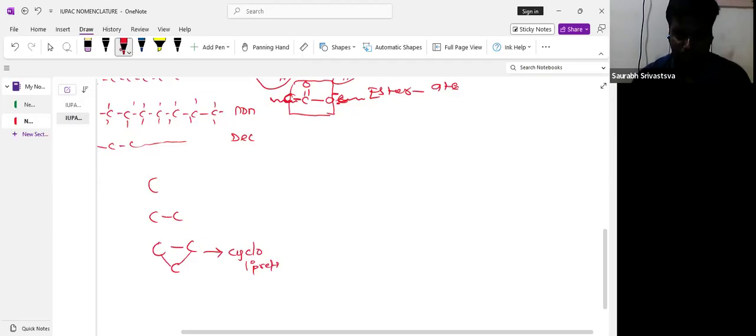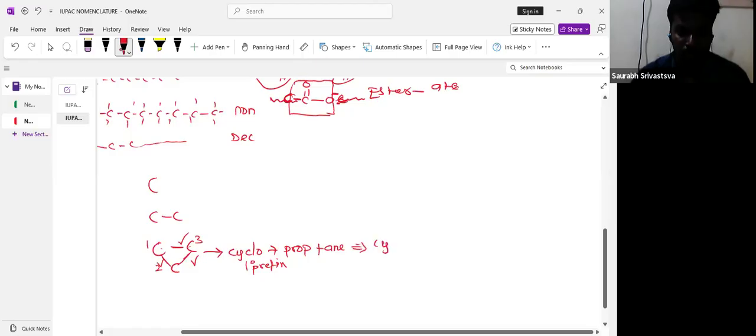Cyclo, with 1, 2, 3 carbons: first carbon, second carbon, third carbon. So 3 carbons are there. Already you know the root word is "prop". Between carbon and carbon, only single bonds are present everywhere. So all 3 bonds are single bonds. Then you have to write "ane". The complete name is cyclopropane. This is the name of the compound.